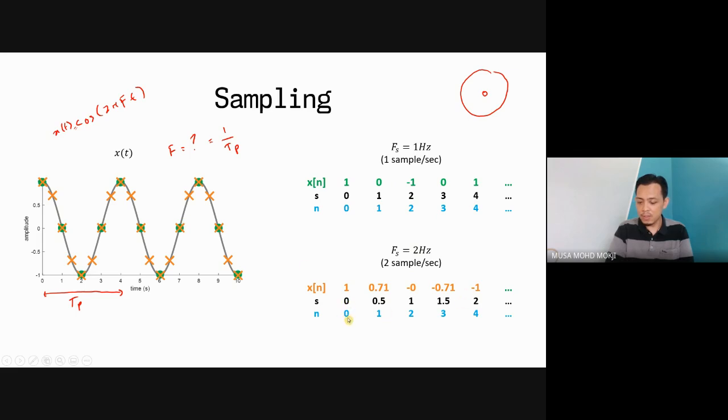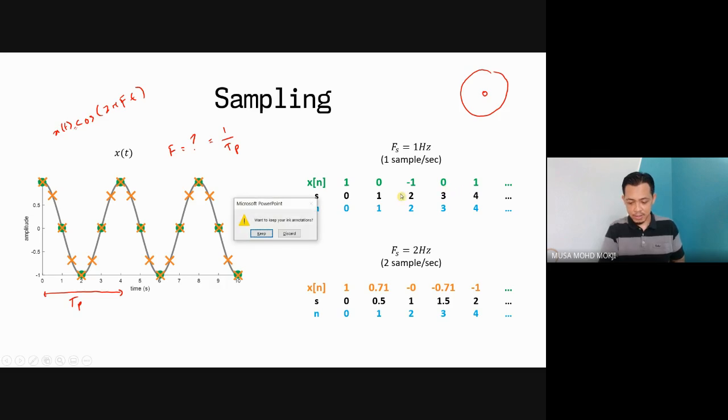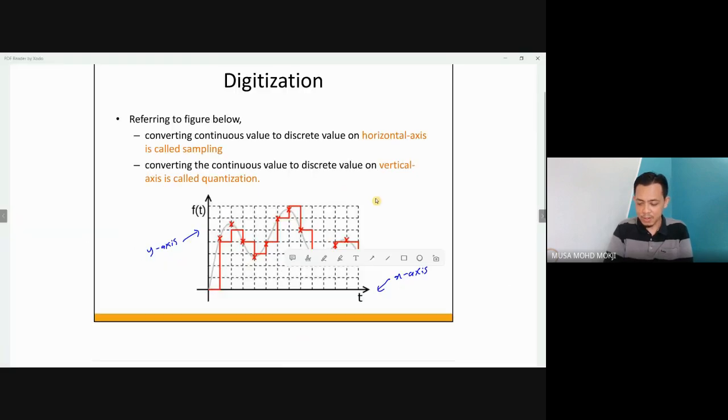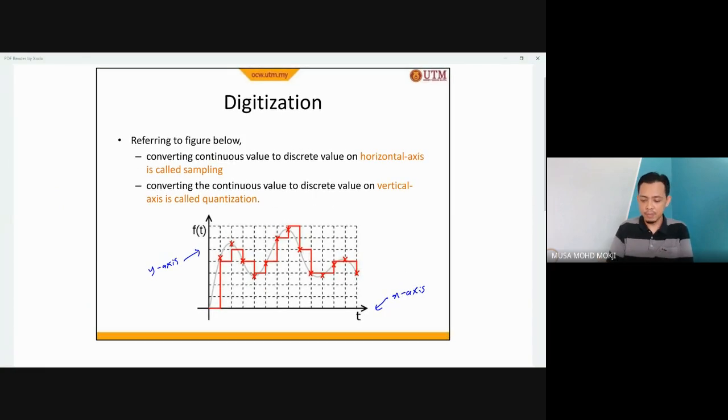Okay, so we can see that this is index 0, 1, 2, 3, 4. This is 0, 1, 2, 3, 4, but the value is different, because we are taking the sample at a different position of time. Any questions so far? Because this is quite straightforward. Still straightforward, because you already know what sampling is. We're just doing some revision on sampling.